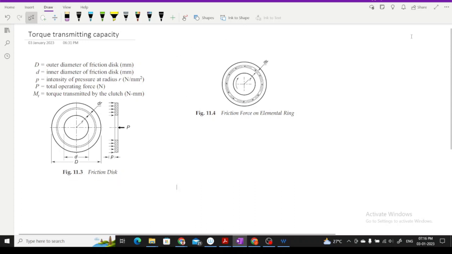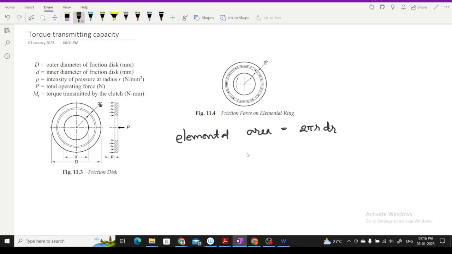First, consider an elemental area at radius r and of thickness dr in the radial direction. That elemental area will be 2 pi r dr, right? And the axial force will be given by pressure into this area, 2 pi r dr. So once you have this force, you can calculate the frictional force and frictional torque, right?